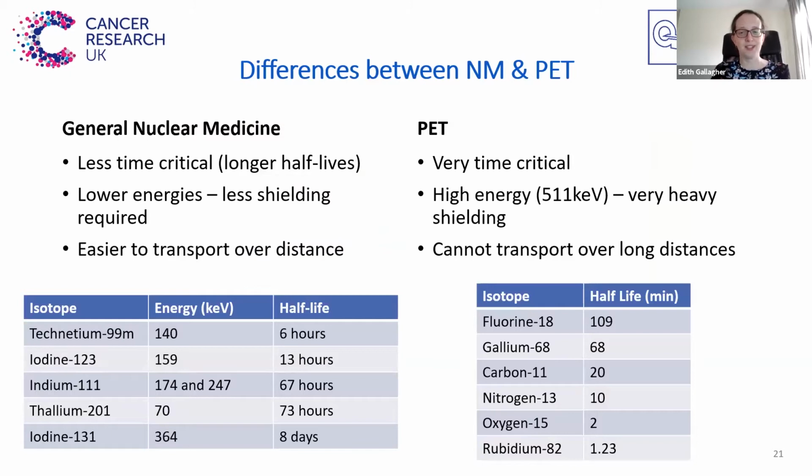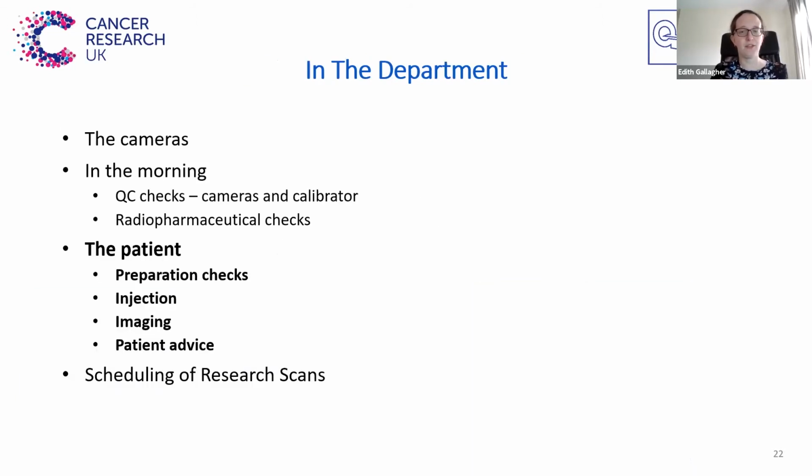To summarize some of the differences between nuclear medicine and PET, you can see that the energy of the radioactivity used in general nuclear medicine is much less than in PET, which is 511 keV. And there are significant differences in the length of half-lives. PET is usually always measured in minutes, whereas nuclear medicine is measured in hours, and some is even measured in days. I've talked a lot about the equipment that we use, but all of this is nothing without our patients. So I'll now go through in general what happens to a patient when they come through to the department.